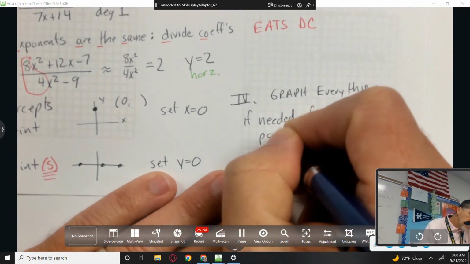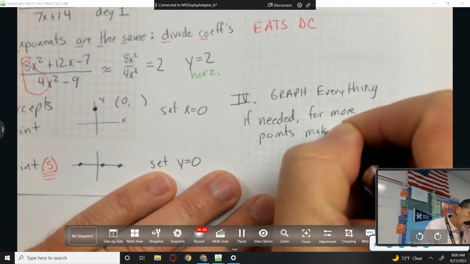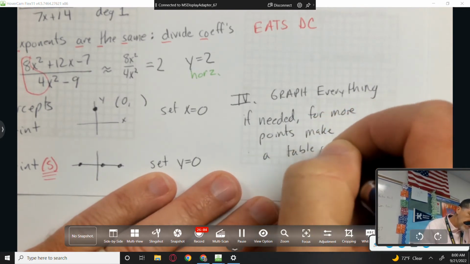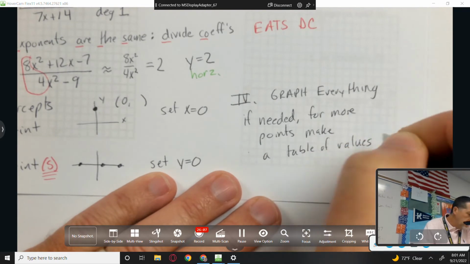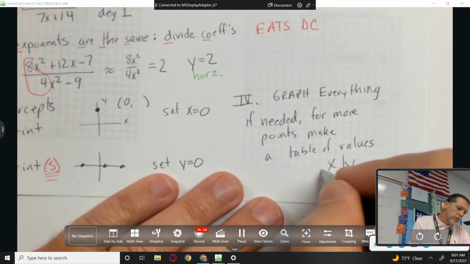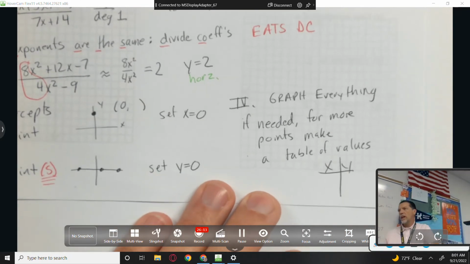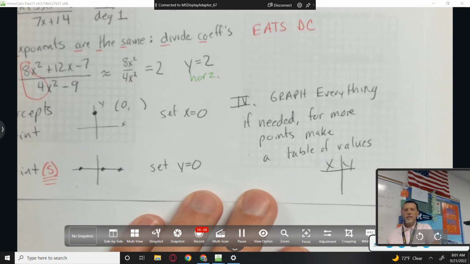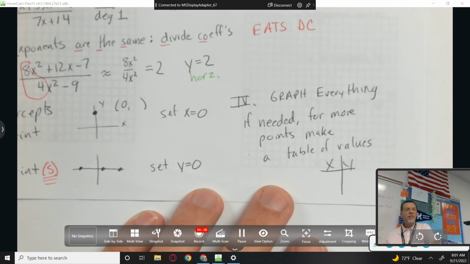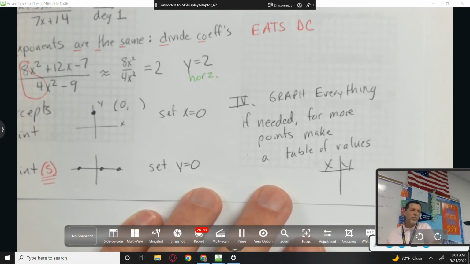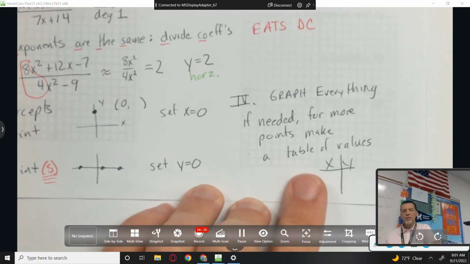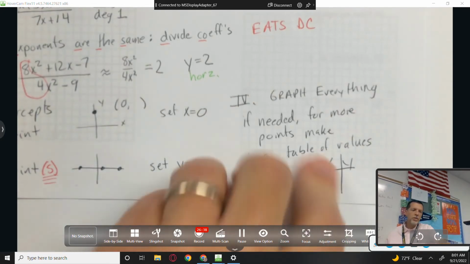for more points, make a table of values. So just old school, pick some x's, plug them in, see what you get. It's kind of a twist on this. Like, the harder the first 7 questions are, the good news is that means you have more information and your graph will look good. The easier the first 7 questions are, that usually means you don't have very much information and you're going to have to do some points. But we'll see what that looks like.